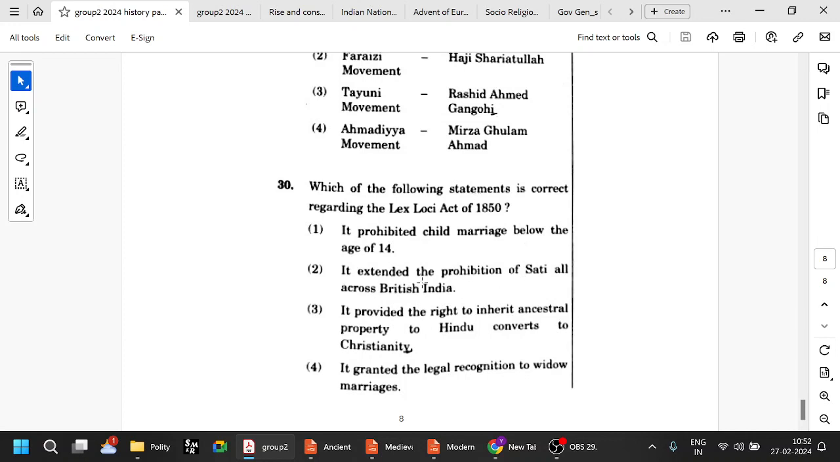Prohibition of sati, as I said, Lord William Bentinck, 1829, Raja Ram Mohan Roy, very, very important. And prohibited child marriage, okay. All this is fine. Anyway, try to remember the Lex Loci Act.